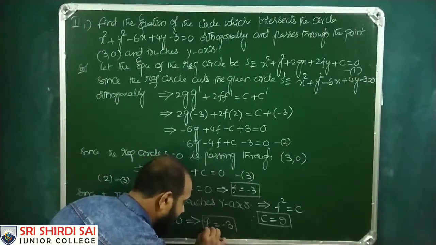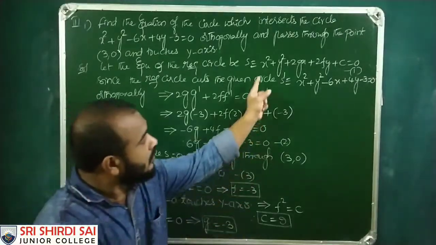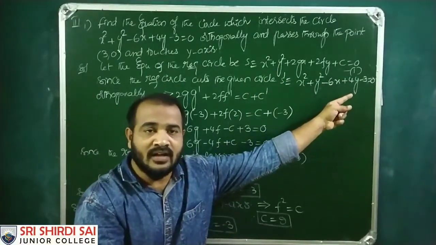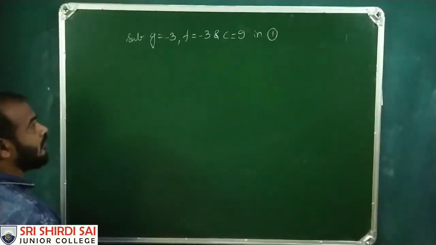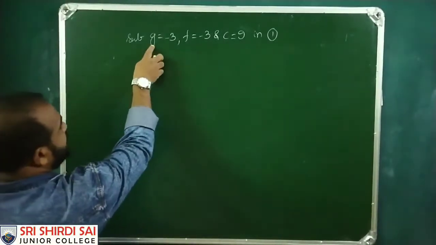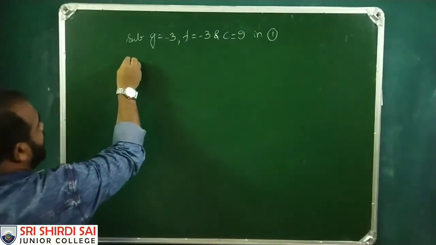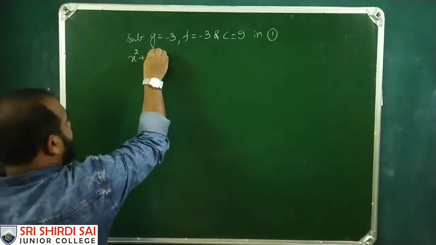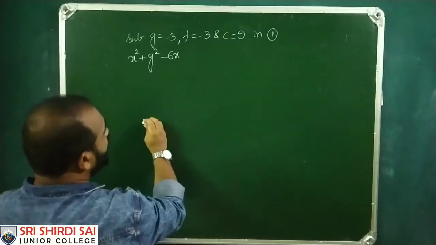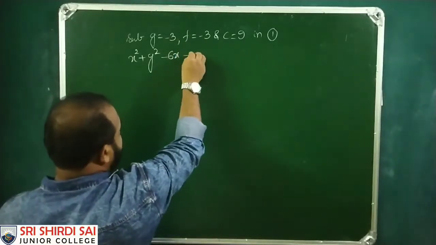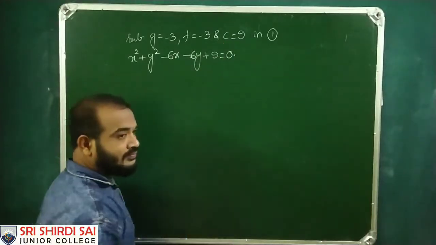Therefore, we have the g value, f value and c value. All we need to do is substitute in equation 1 to obtain the equation of the required circle. Substituting g equals minus 3, f equals minus 3 and c equals 9 in 1: x square plus y square, 2gx, 2 into minus 3 is minus 6x, 2fy, 2 into minus 3 is minus 6y, plus c, 9 equals 0.